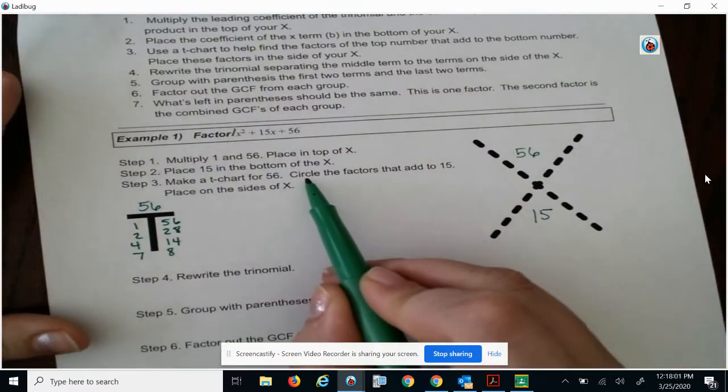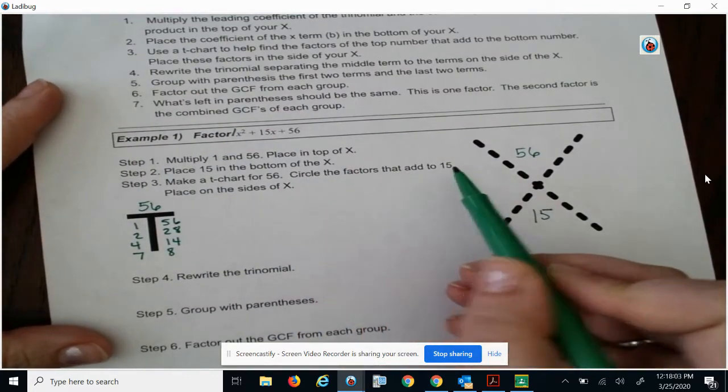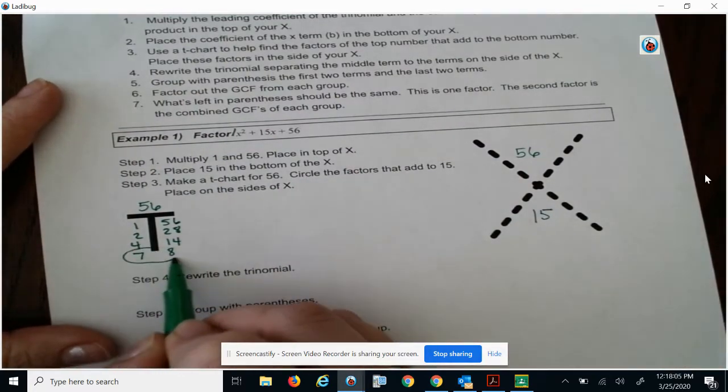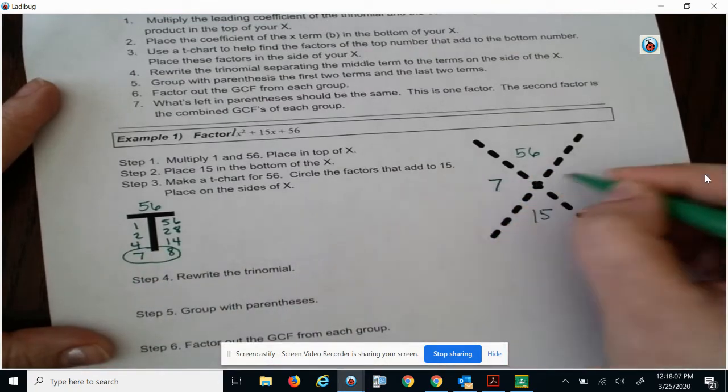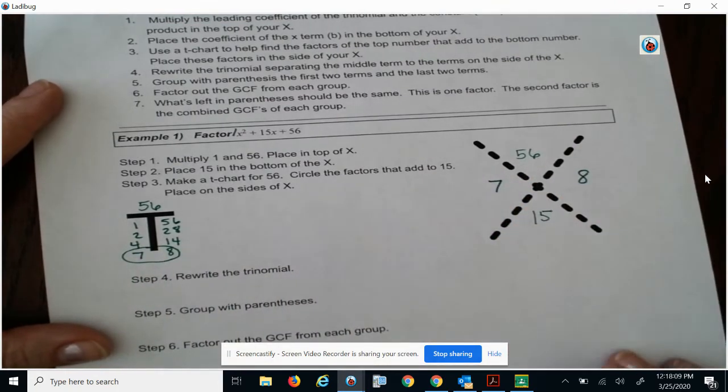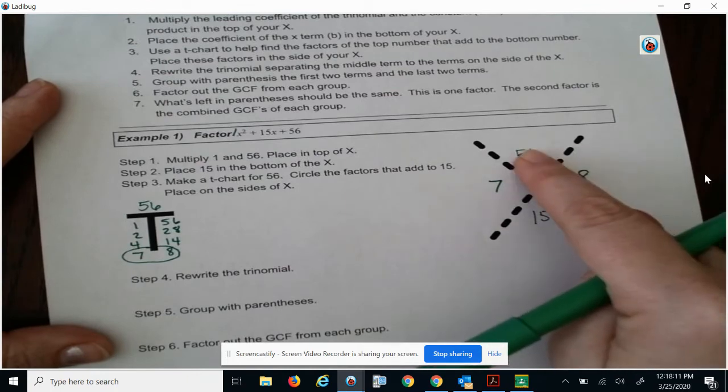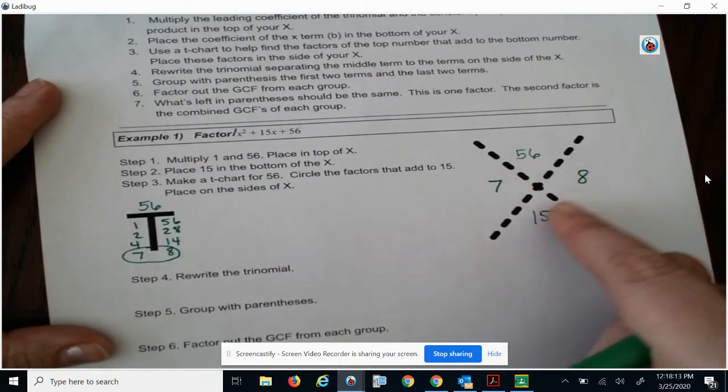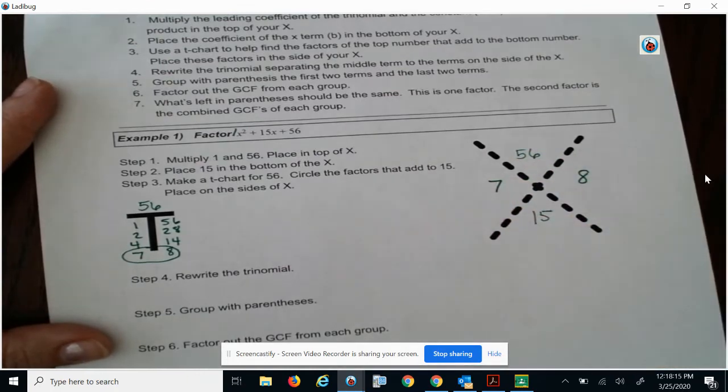We want to see what factors add up to 15. Well, 7 and 8 add up to 15, so we're going to place those on the side of our x. So 7 times 8 is 56. 7 plus 8 is 15. So that works in our x puzzle.